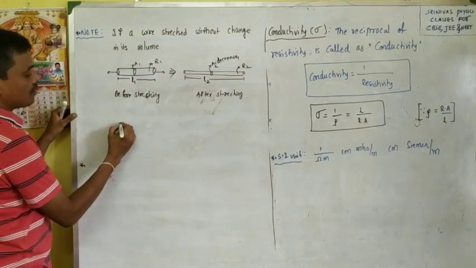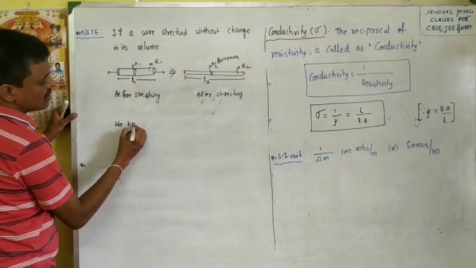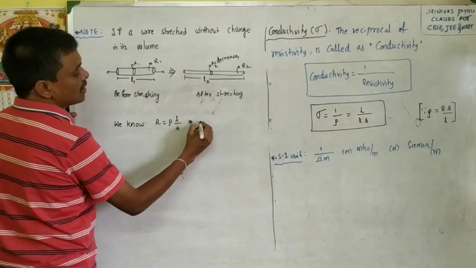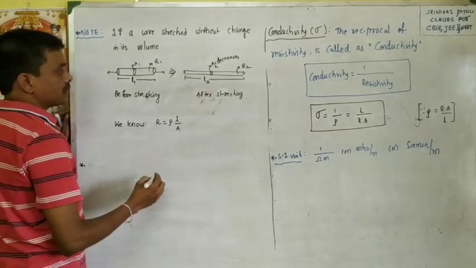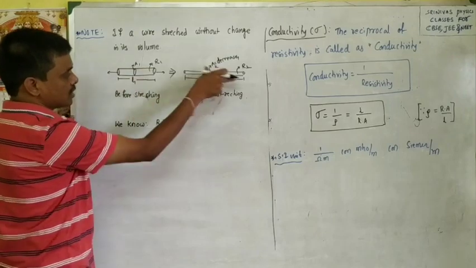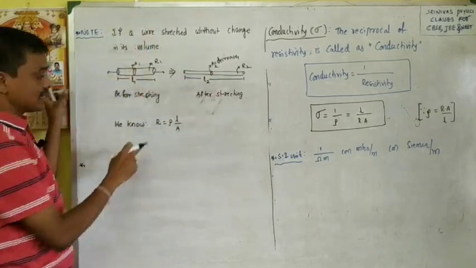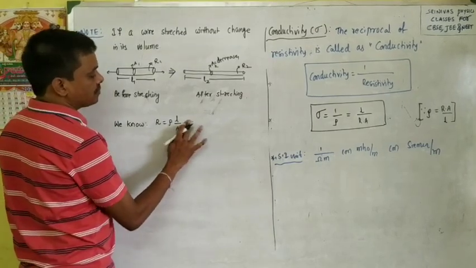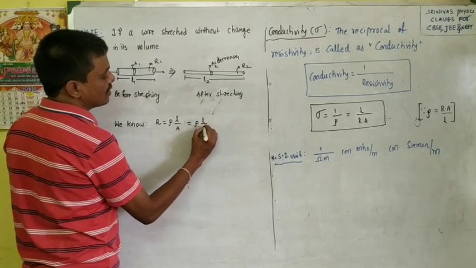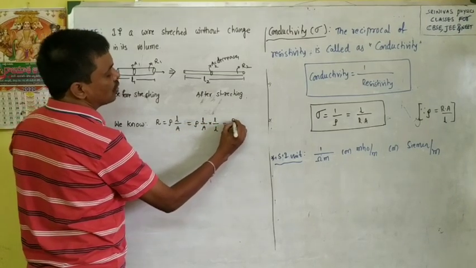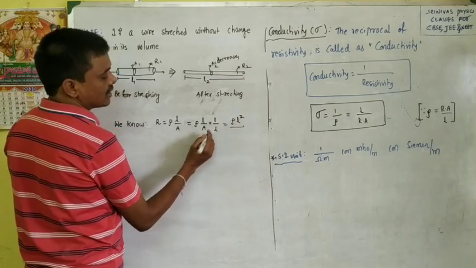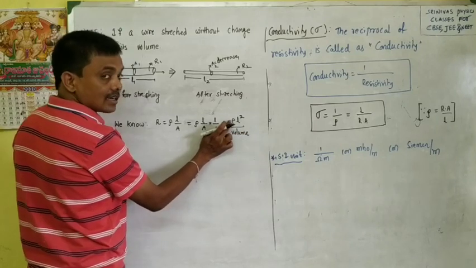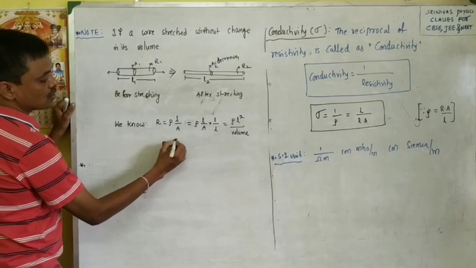We know the resistance formula, R equals rho L by A. It is made of some material, and after stretching the material does not change. That means rho does not change. Rho depends upon the material. Then we multiply and divide by L, and we get rho L square by A into L. A into L gives the volume of the wire. Volume of wire constant, resistivity constant, means resistance is proportional to the square of length.